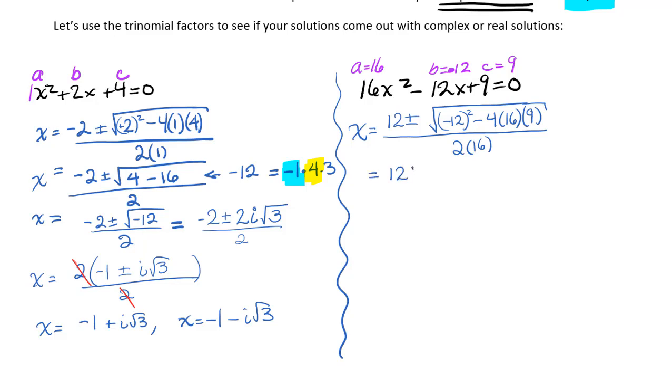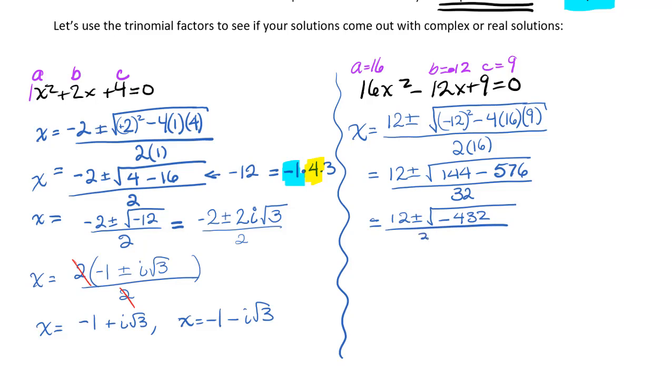That will give us 12 plus or minus the square root of 144 minus 576, all over 32. Further simplification gives us 12 plus or minus the square root of negative 432, all divided by 32.